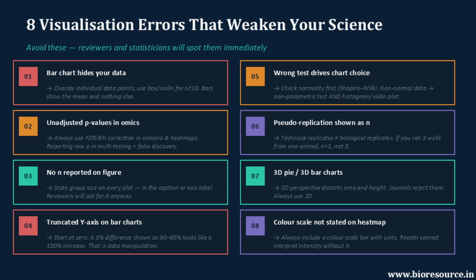Sixth, treating technical replicates as biological replicates. Seventh, using 3D charts that distort perception. Eighth, failing to label the color scale on heat maps. These may seem like small design issues, but reviewers and statisticians notice them quickly. Good visualization is not just beautiful, it is transparent, reproducible, and honest.